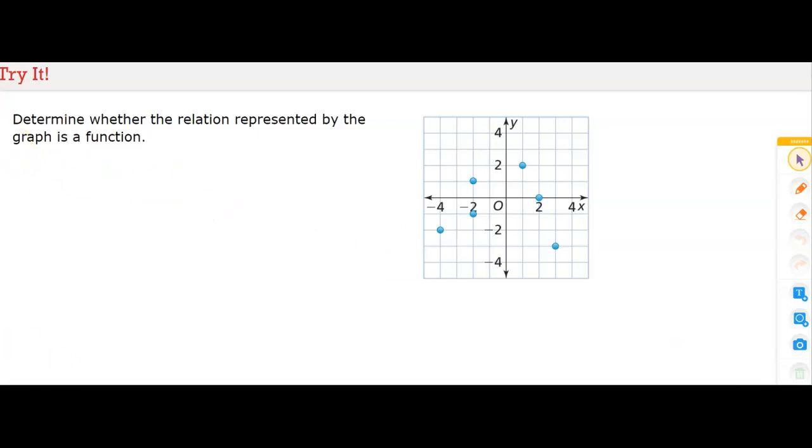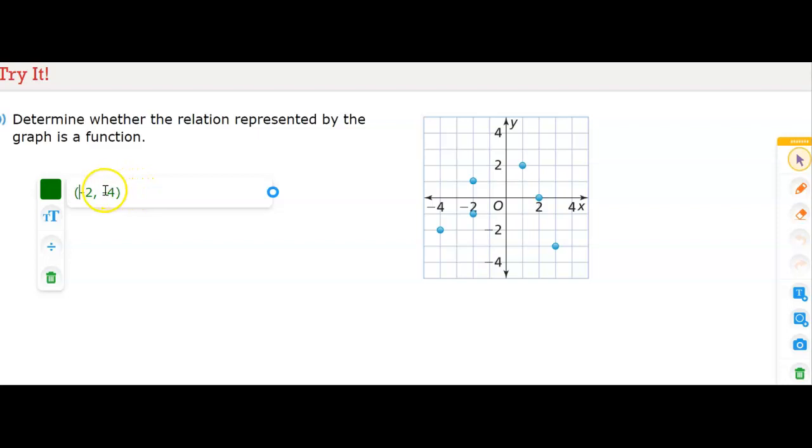Determine whether the relation represented by the graph is a function. So we must list all of the ordered pairs, and I'm going to type these in. Let's see, green. Okay, I'm just going to copy it in order from left to right. So this first ordered pair is (-2, -4). And I'll put them in parentheses so we're clear.